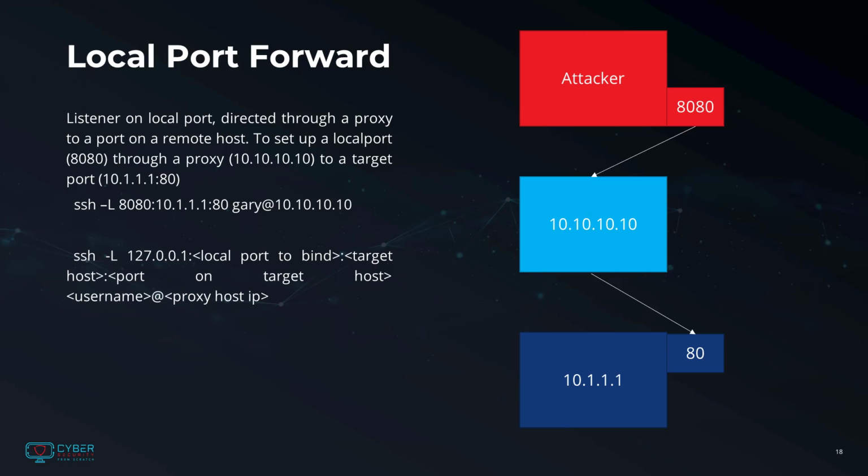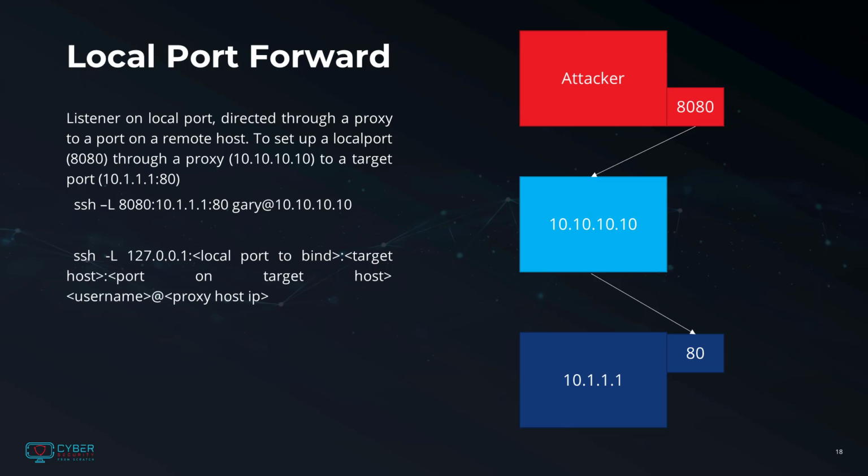So what's happening is they can then, on their local system, fire up any tools that they want, connect them to port 8080, and then use that to route through to port 80 on 10.1.1.1, which is really useful if 10.1.1.1 is behind a firewall or otherwise not routable. Essentially, the attacker can then tunnel into a segment of the network that they couldn't otherwise get to.